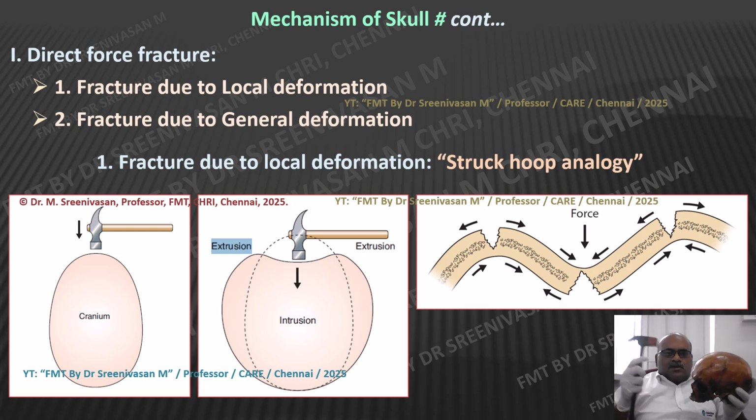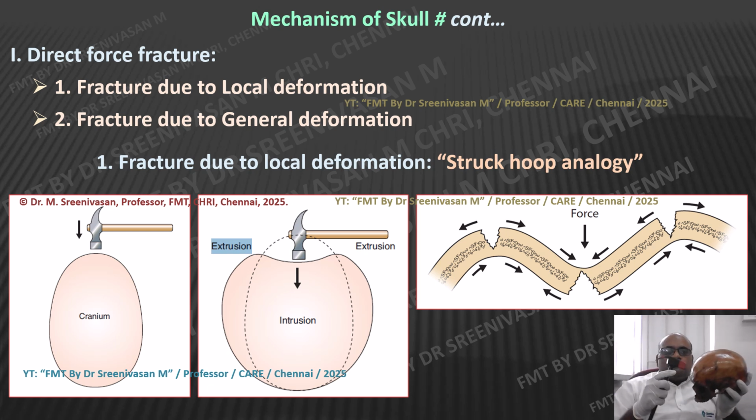So, at the time of impact, due to the elastic nature of the skull, there will be an indentation. Inbending occurs at the site of impact involving the outer and inner table. As the skull contents are incompressible, this results in a simultaneous bulge away from the site of impact, that is called outbending or extrusion effect. At the site of impact there is inbending, and the surrounding area shows extrusion or outbending.